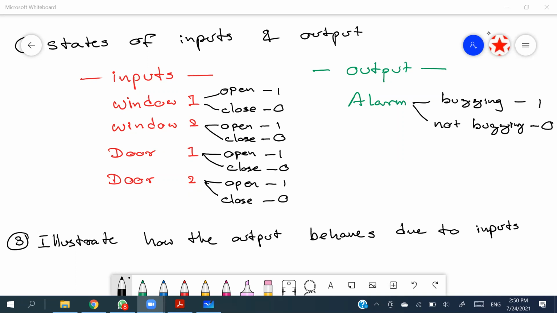Now, if I explain it in ones and zeros, how am I going to say it? If any input is 1, the alarm is going to buzz, right? So when we are writing that, we have to write it with the participation of all the inputs.